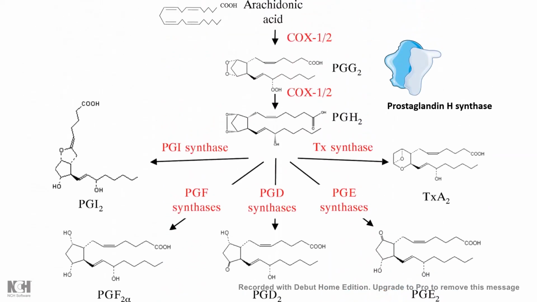Now, this process is a bit more detailed and complicated. From prostaglandin H2, with several enzymes, a variety of prostaglandins could be synthesized. For example, PGI synthase gives rise to prostaglandin I2, PGD synthase gives rise to prostaglandin D2, and thromboxane synthase gives rise to thromboxane A2. All these prostaglandins have different functions, which we will discuss soon.